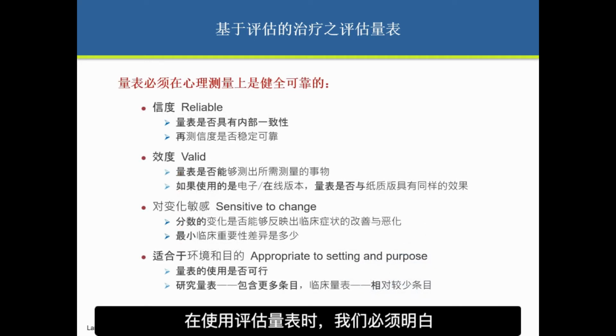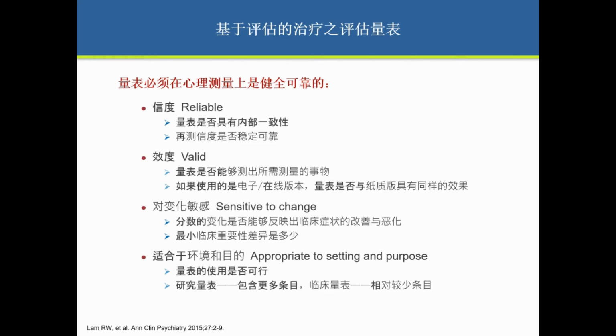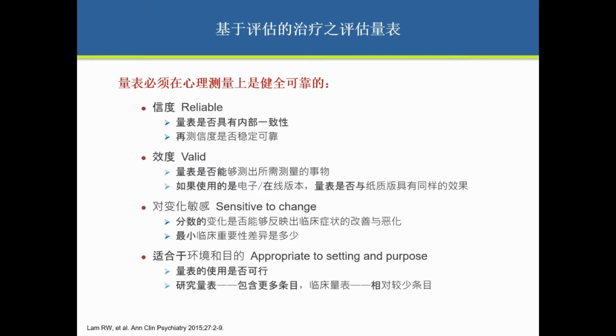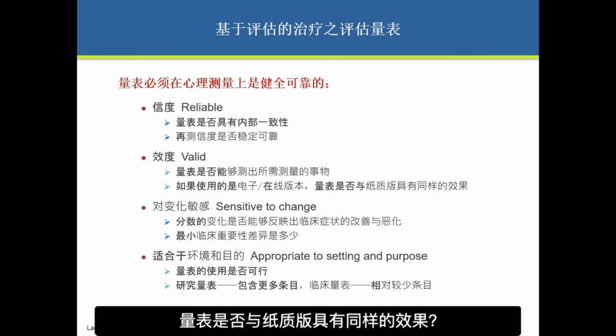When using rating scales, we have to understand that they have to be psychometrically sound. In other words, they have to demonstrate that they're reliable. Are the questions internally consistent? Do the scores remain stable when we test and then retest people later? We need to make sure that they're valid and that they measure what they're supposed to measure. And in particular, if a digital or online version is used, does the scale still perform the same way as the paper pencil version?